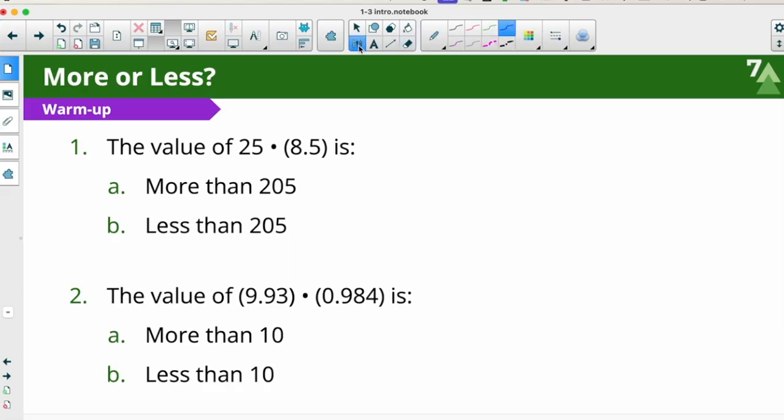Is the value of 25 times 8.5 more than 205 or less than 205? Well, we talked about 4 times 25 is 100. So 8 times 25 is going to be 200. And then half of 25 is more than 5. So this one is more than 205.